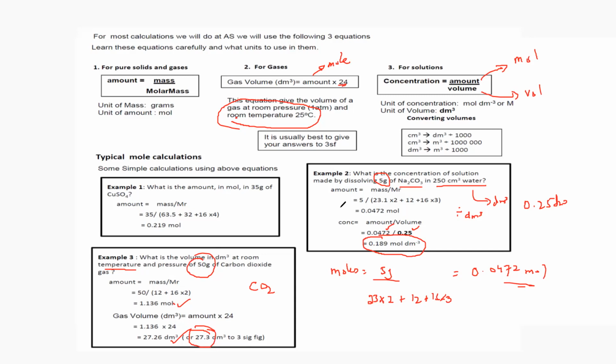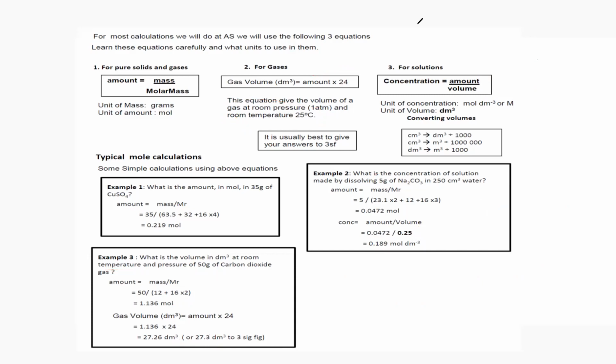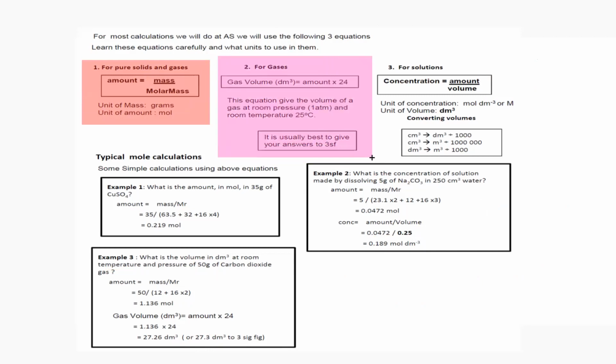So these are the three examples related to the formulas. Number one, moles equal mass in gram divided by molar mass, usually used for pure solids and gases. The second one, volume of a gas equals moles or amount multiplied by 24. And the third one, for solutions, concentration equals moles or amount divided by volume, but the volume should be in decimeter cube.